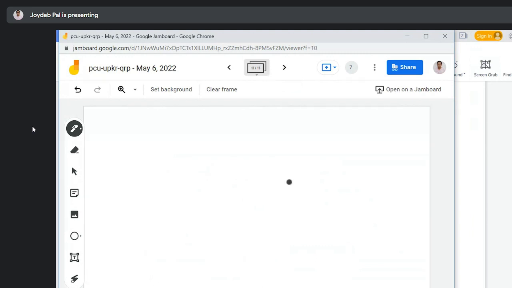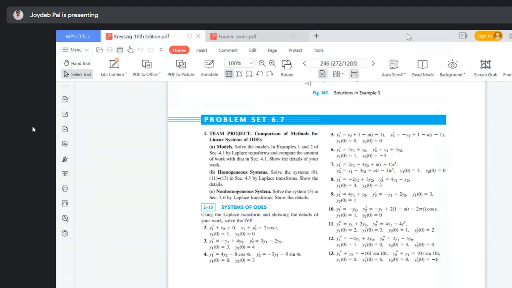Okay, so I have shared handwritten notes in the WhatsApp group. You may find more problems on that system of ODEs. Okay, so that's all about Laplace transform. Now I will start Fourier series.